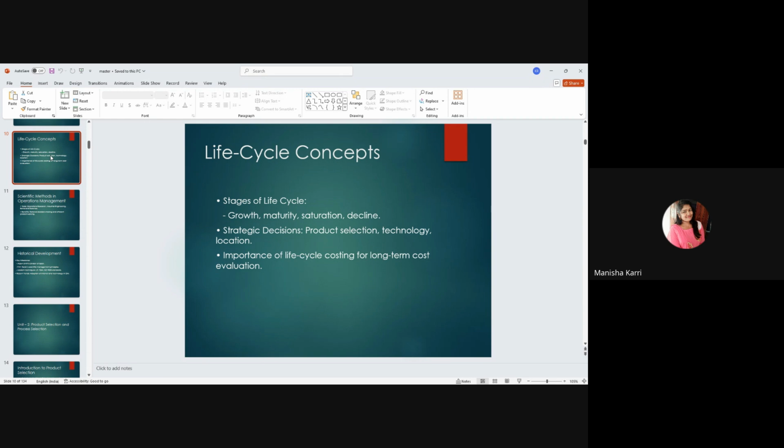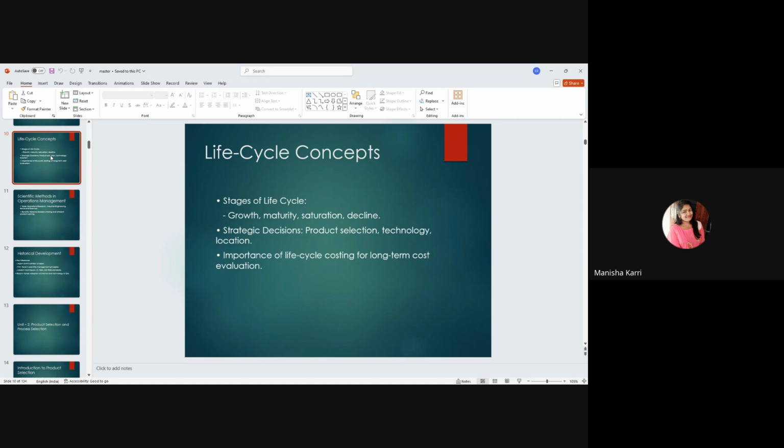And finally, the decline stage. Here sales will drop as new products or technology replace it. And also it will decide whether it is worth updating or discontinuing the product. All these are the product life cycle concepts.